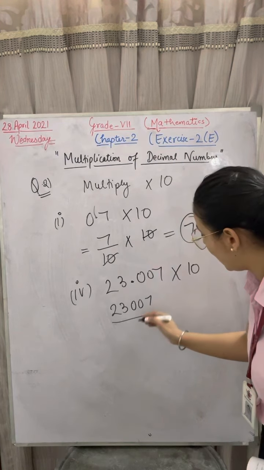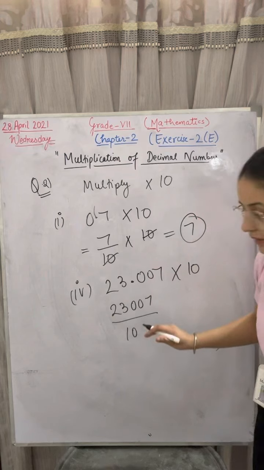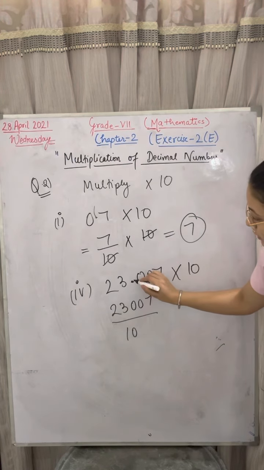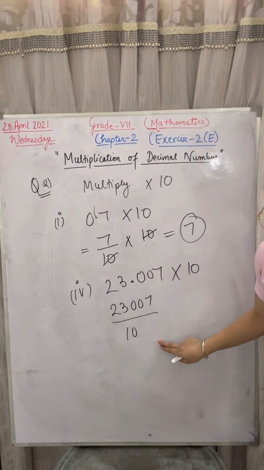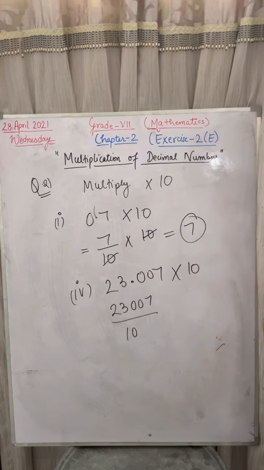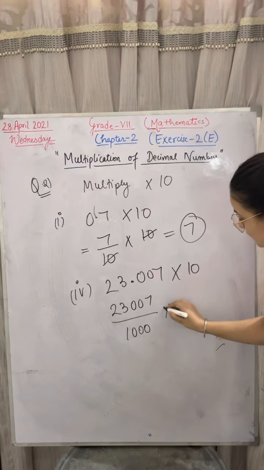23007 divided by how many zeros will come? How many zeros will come? If I remove the decimal, how many zeros will come in the denominator? Tell me, everyone. Very good. 3 zeros will come. 1, 2, 3. Okay. Multiply with 10.